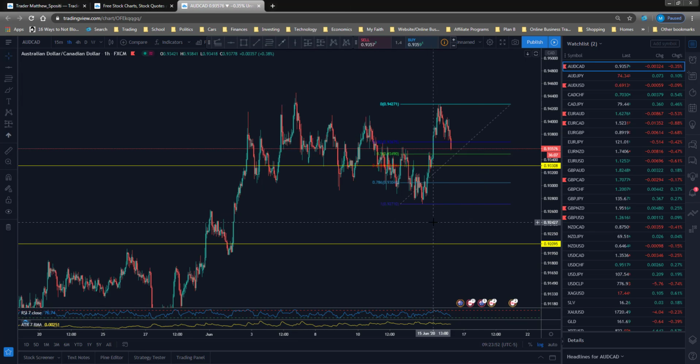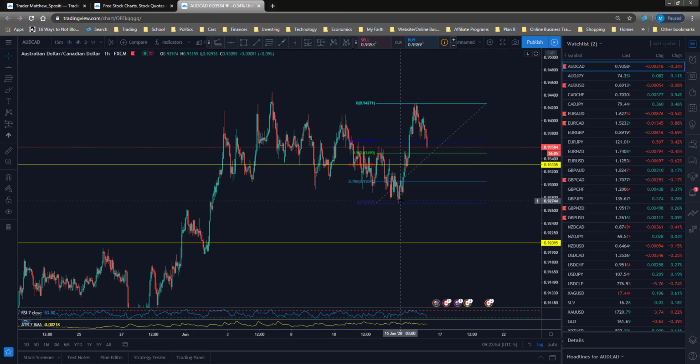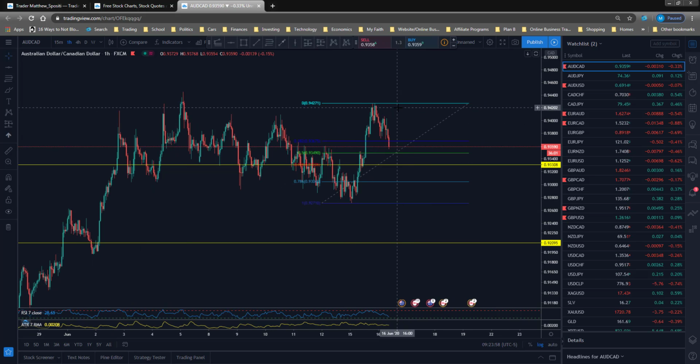So I actually went ahead and redrew this in this way. We broke structure up here. We broke above, we closed above. So that gives me the ability to get long, so long as we actually get down to the 93.30 price level.